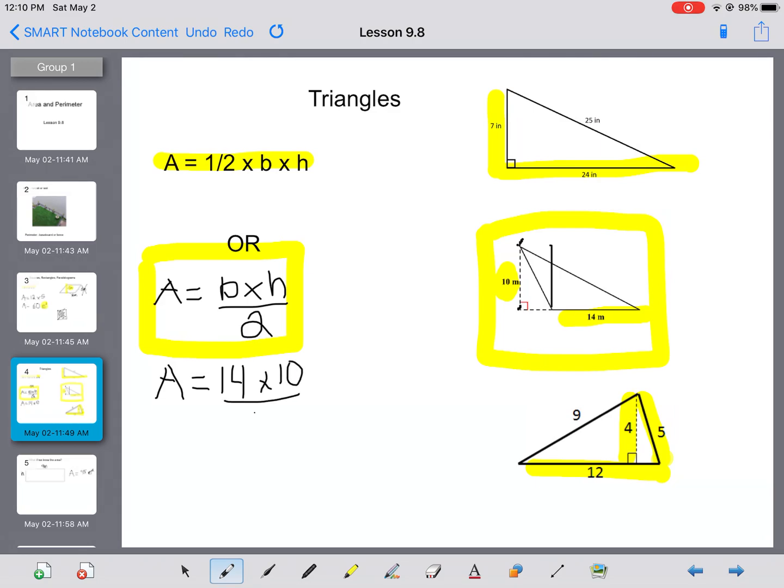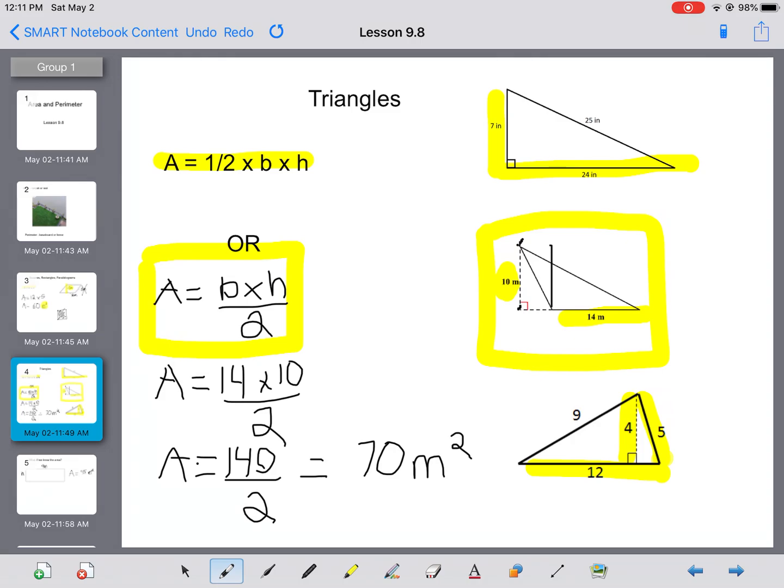But then don't forget the second half of your formula, divided by 2. So I get area equals 140 divided by 2. I'm going to break my rule. I'm going to do 2 equal signs on one line just for room. 140 divided by 2 is 70. 70 what? 70 meters squared.